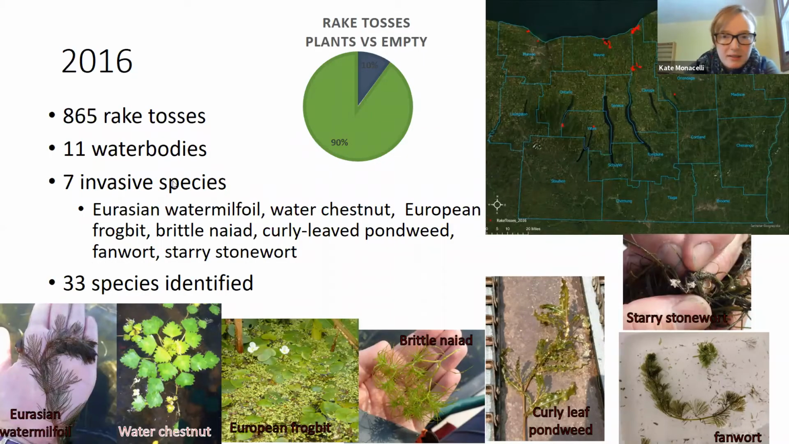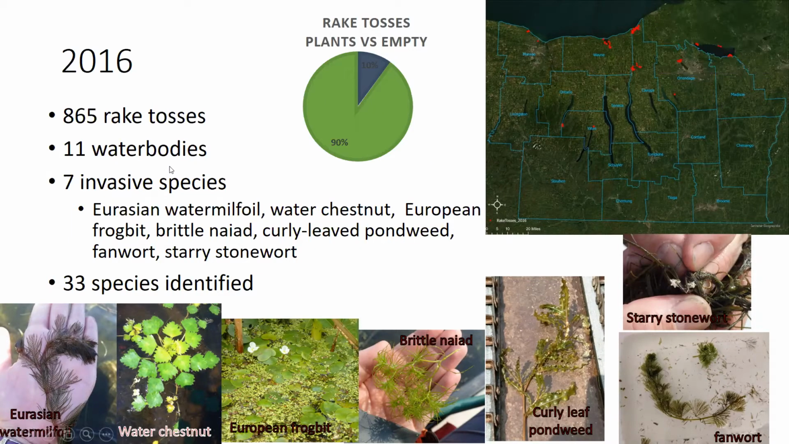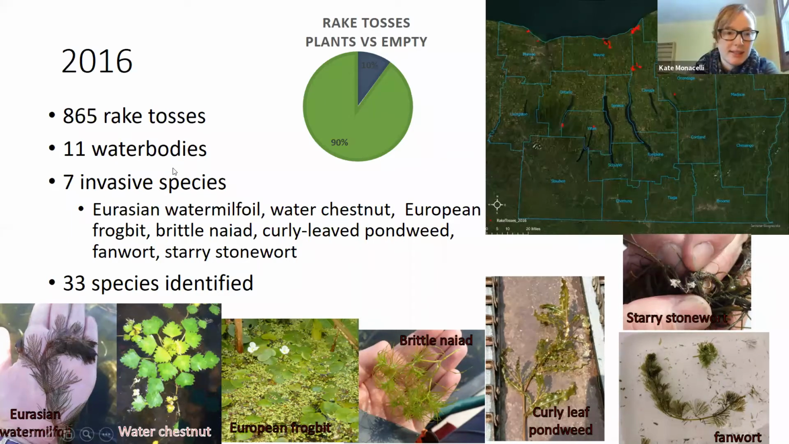So in 2016, we were able to do 865 rake tosses. We didn't have a rake toss density estimate for all of them, but we did determine that 90% of the rake tosses had plants, or 10% came up empty. Here are the 7 invasive species that we identified along the way.